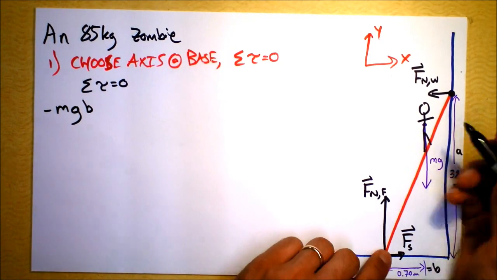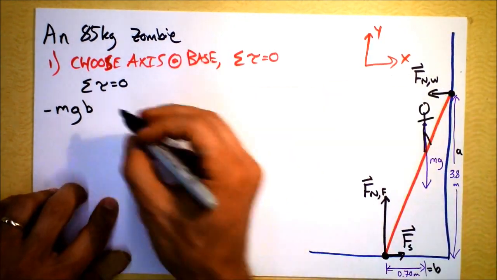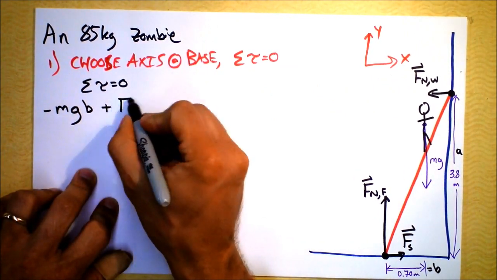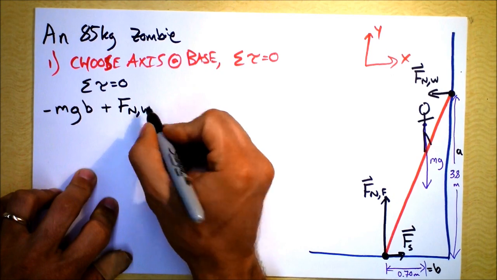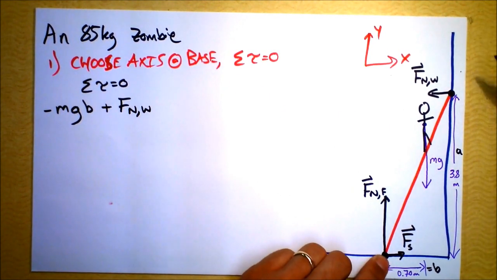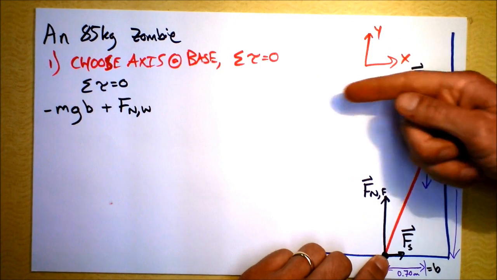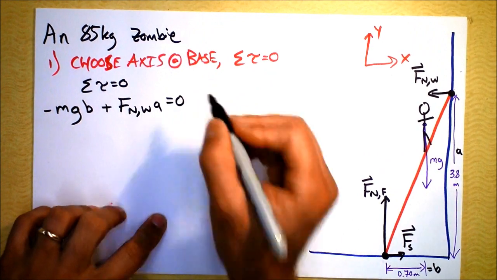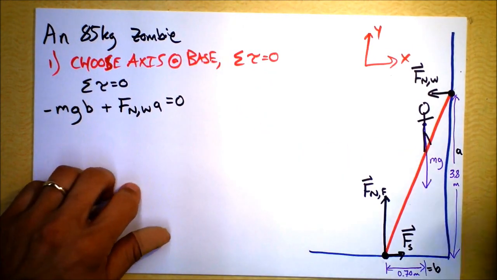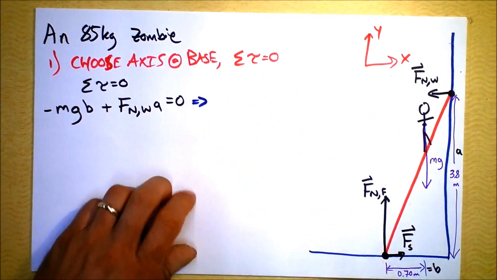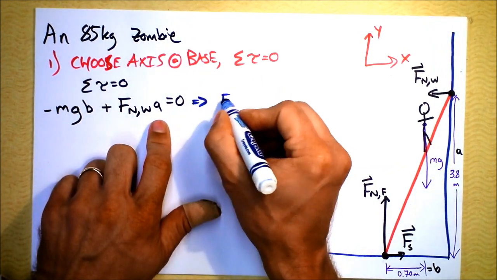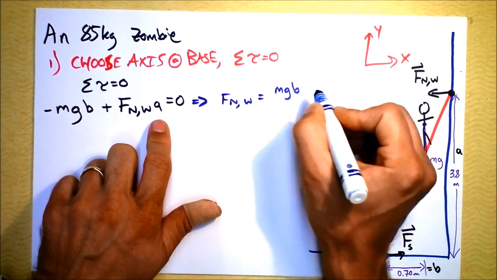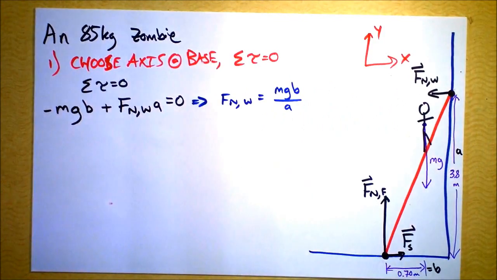And then there's another torque caused by this force right here. And that's going to be a counterclockwise rotation, so we'll add it. That is plus the normal force from the wall. And we need the distance that that acts normal to the force. It's that direction. And so this is A. All right, and that equals 0. This is a trivial equation to solve, so we'll put a little implies symbol right there, and we can write that the normal force from the wall is mgb divided by A.